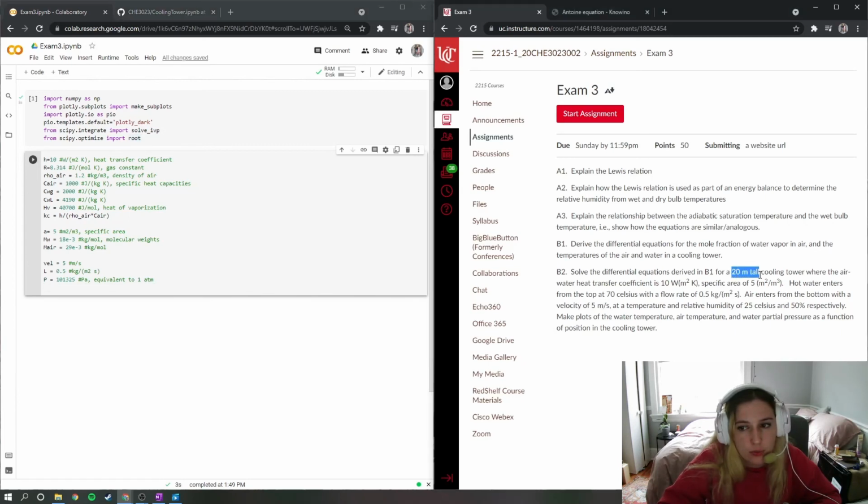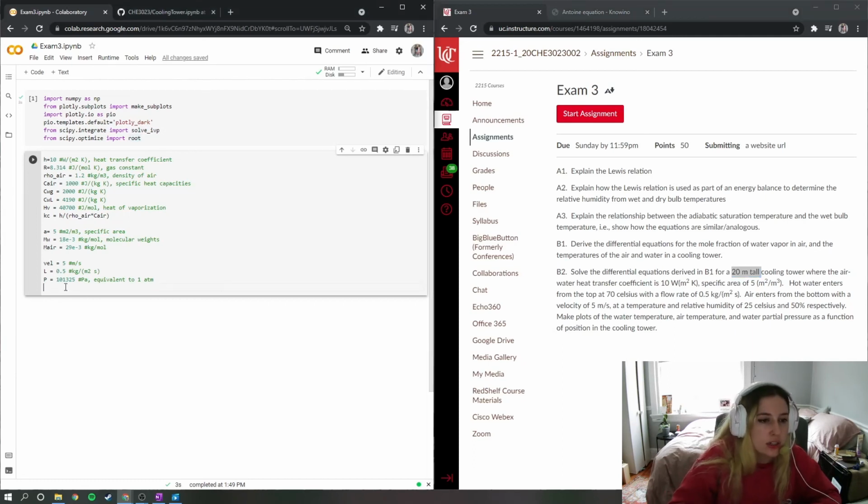So did we have that height? No, we haven't added the height yet. So we also need to add the height, which is 20 meters, because the cooling tower is 20 meters tall.